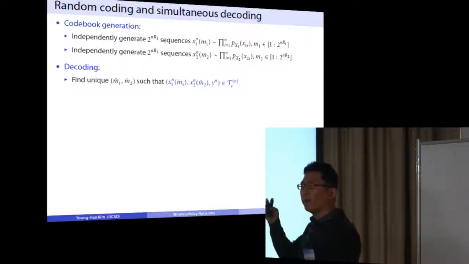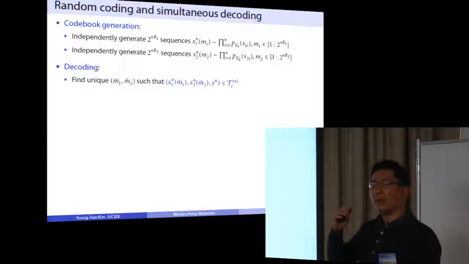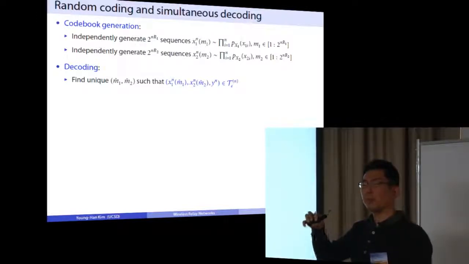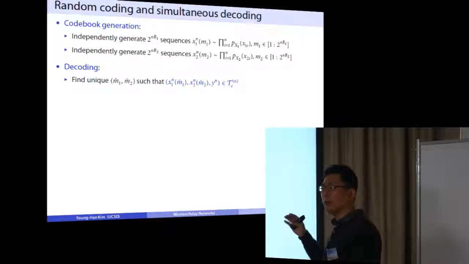For the decoding, whenever you fix your code book and assume all the messages are uniformly distributed, what is the optimal decoding? It is maximum likelihood decoding, right? You simply find the code word that has the maximum likelihood, maximum P of Y, the output you receive, given M1 and M2. So that is the optimal decoding. And optimal decoding is often difficult to analyze.